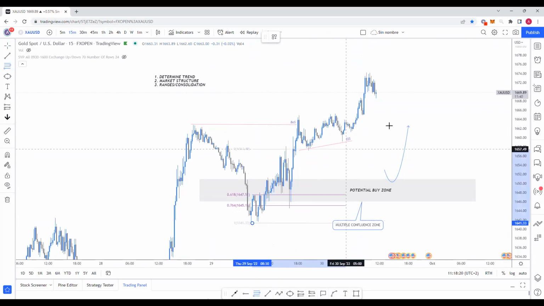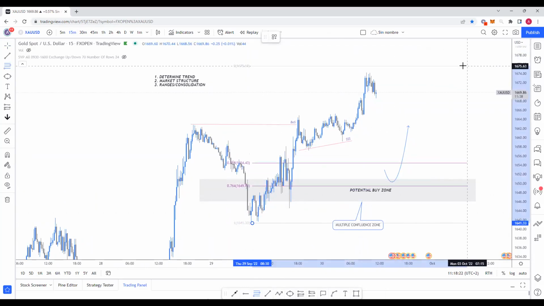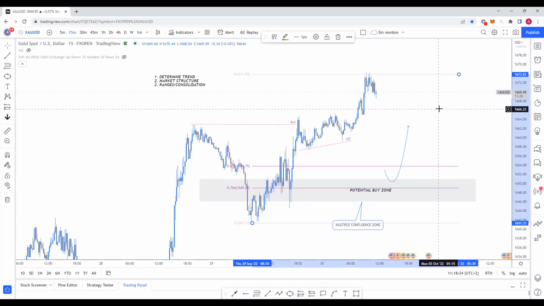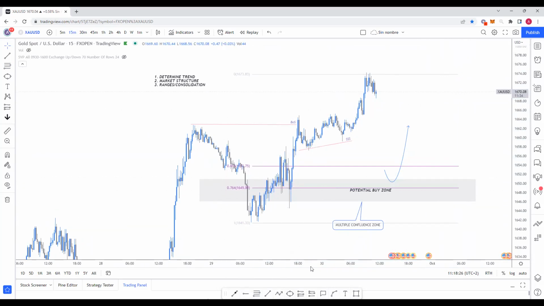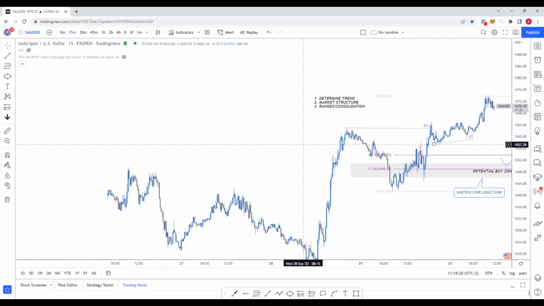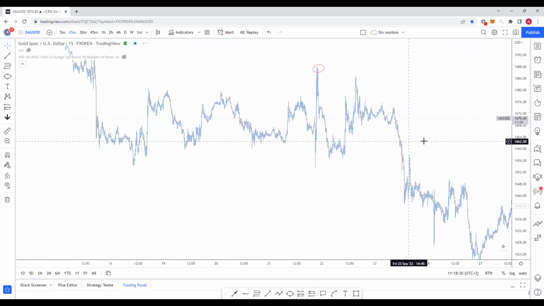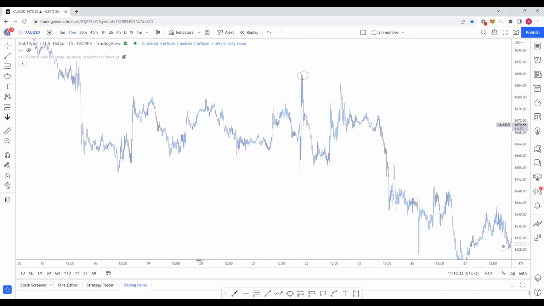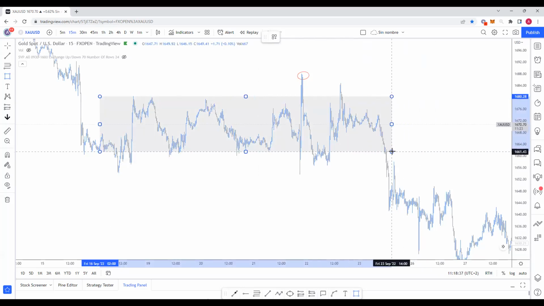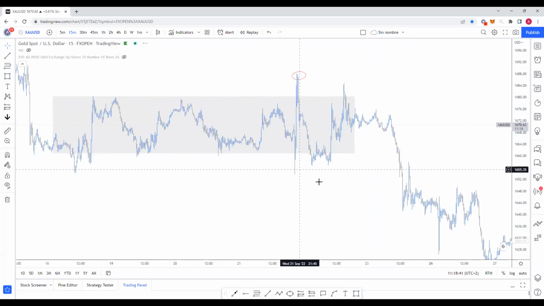In this case it broke to the upside. I will throw my Fibonacci from the lowest point to the highest point, okay? Even though sometimes price will, like this was a great example the other day. As you see, I think it was this example. So yeah, this was the range.